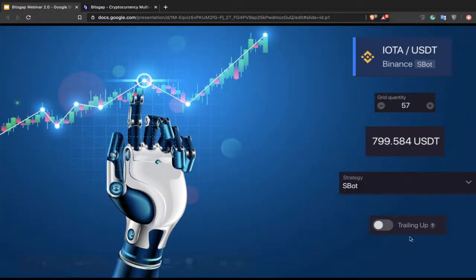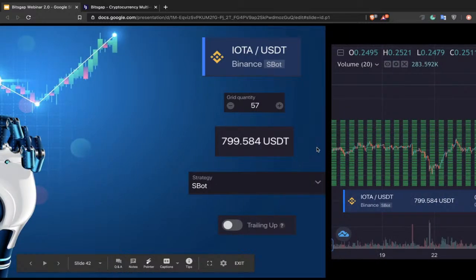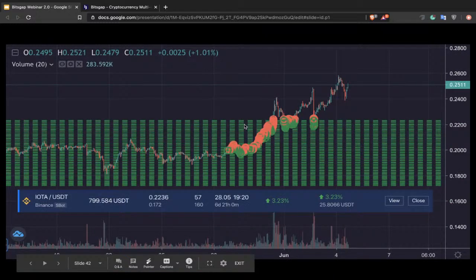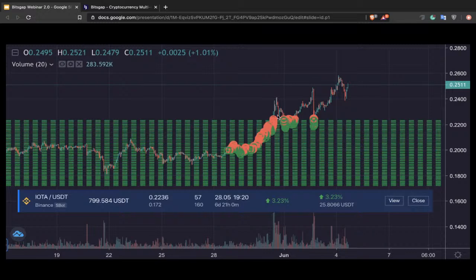Without a trailing up feature, like in the example of IOTA trading to USDT, you see I don't have my trailing up feature on, I would get stuck. You see, I got stuck in this area, and when the price has breached the upper limit price and moved higher and established a new higher high, you see that there are no trades here, and that's because I didn't have my trailing up feature on. If I would have switched on my trailing up feature, I would have a higher bot profit, and in this case I would have a higher investment change.